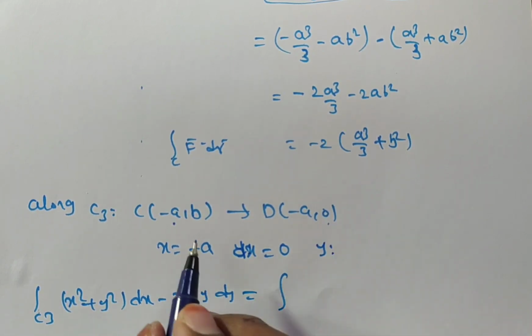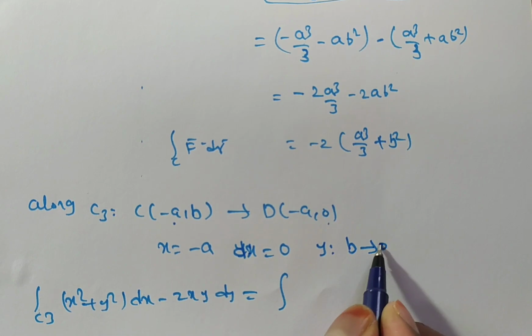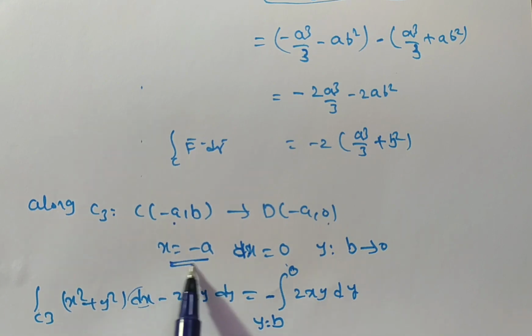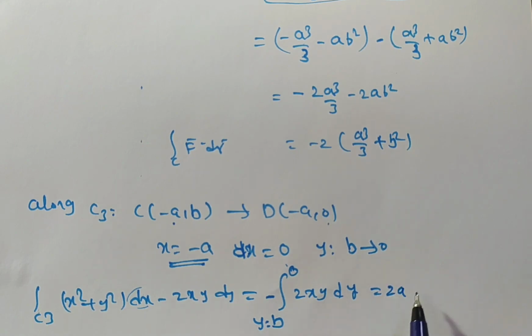Now moving along the y-axis from where to where? From b to 0. So along C3, the integral of (x square plus y square) dx minus 2xy dy, we are integrating along the y-axis from b to 0. Here dx is 0, so the first term will be 0. Minus 2xy into dy we have. We are integrating with respect to y, but the integrand contains an x term, so replace x with minus a. Then you will have minus 2 times minus a, so 2a, integral from b to 0 of y dy.